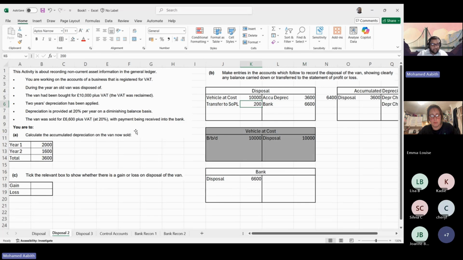So they're asking you to tick the relevant box to show whether there is a gain or loss on disposal of the van. So here, this is definitely going to be a gain. So I'm going to say yes to that one. In the exam, you'll probably be able to tick that answer as yes. So you probably have a tick box. When you tick on it, it just comes with a tick there.